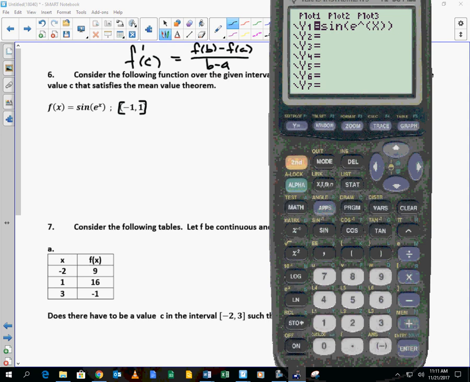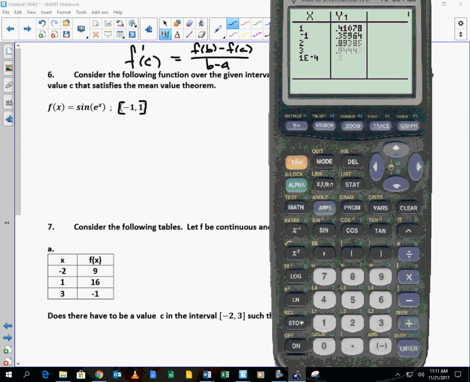How do you do that? Plug in 1. Yep. Go into your table and plug in 1. So f of 1 minus f of negative 1 over 1 minus negative 1. Okay. What is f of 1? 0.41078 minus 0.35964. Divided by what? 2.